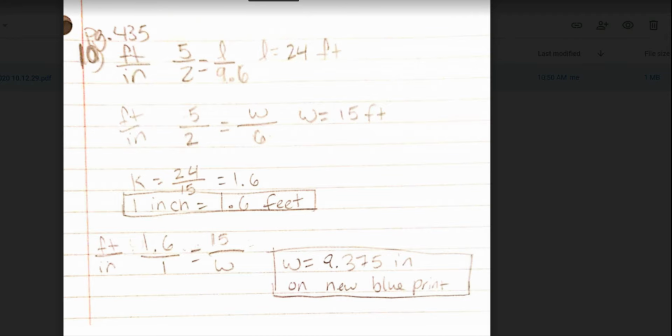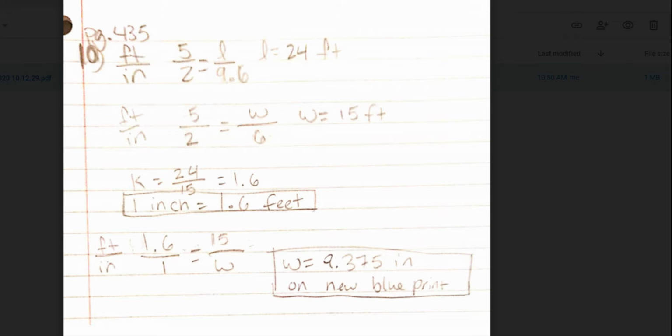Now we're going to do the same thing. In the original blueprint, again, this is the scale for the original blueprint, and then they told us the original blueprint's width is 6 feet. So that's where this number came from. So again, 6 times 5 divided by 2 is 15 feet.